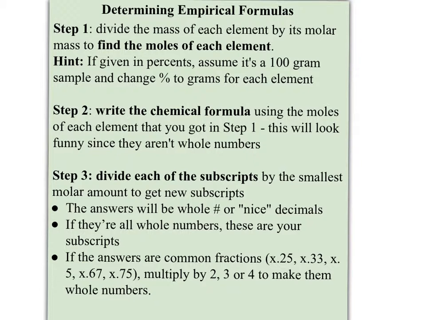And what I mean by nice decimals is it'll be something that's a common fraction, like it'll be 0.2498 or right about 0.25, which is 1/4. Or it'll be very close to 0.33 or 0.66, 0.7, because that's 1/3 and 2/3. Or it might be near 0.5 or 0.75. That simply means you've got a fraction of 1/2, 1/3, or 1/4. So if you have a fraction, you're going to multiply the whole thing by the denominator to make the denominator go away. And if it's a whole number, then you have your subscripts and you're finished.